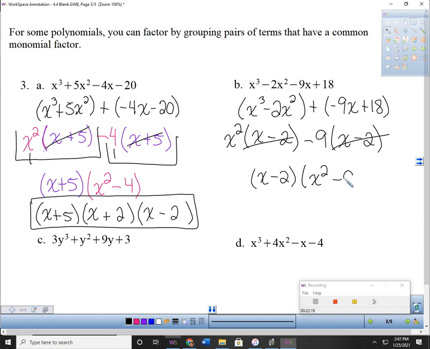Then I'm going to look to see if I can factor either of those. I can't factor the x minus 2, but the one at the back is 2 perfect squares with a minus sign, so I can split that into 2 binomials. So I would get x plus 3 and then x minus 3. And I can't factor those two, so I am done.